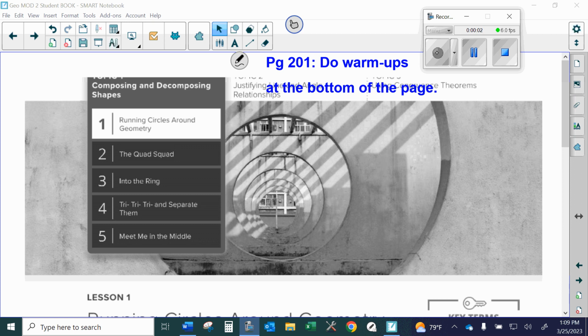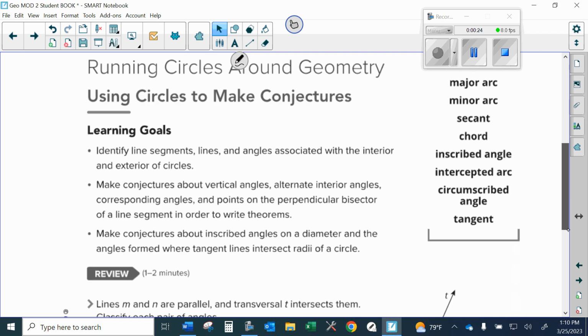Okay, students, we are now starting the next topic, Mod 2 Topic 1. This first one is about circles. Do the warm-ups at the bottom of the page down here.